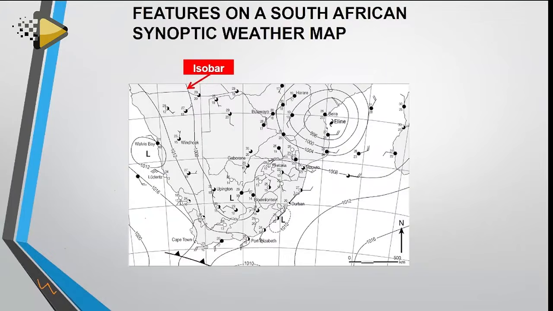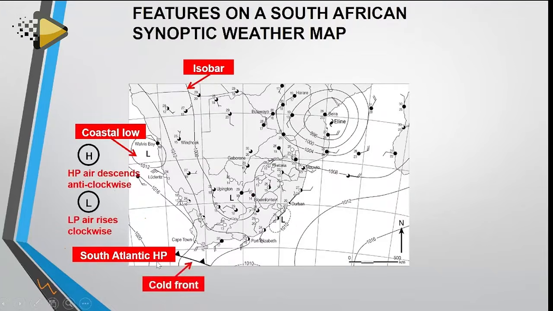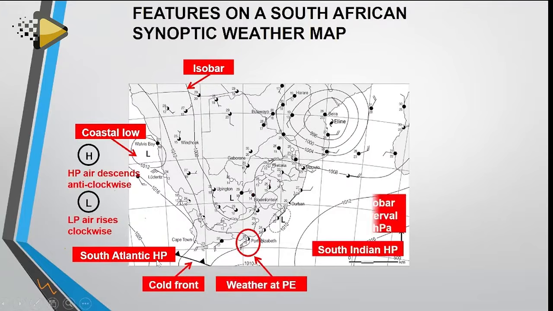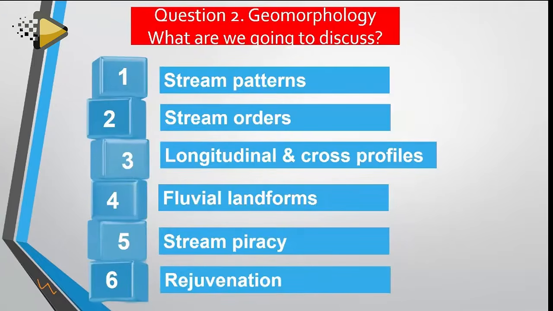We spoke about this line many times. It's the isobar, and then you can see there's a coastal low. The coastal low is still on the west side because the season here is summer. How do you tell it's summer? Again, you can see there are a lot of clouds in the station models. Then there's the South Atlantic high pressure cell further south, the cold front further south, and you can also see the South Indian high pressure cell. You can see the tropical cyclone.